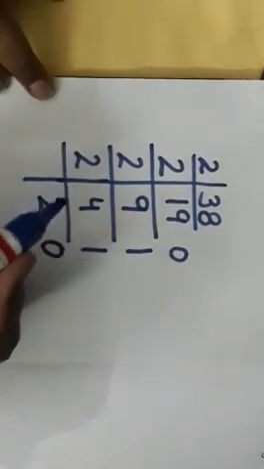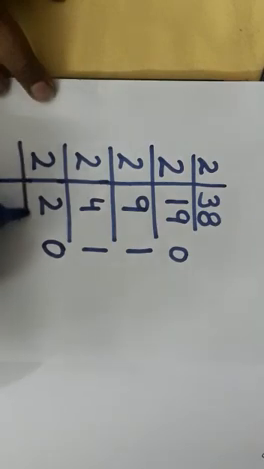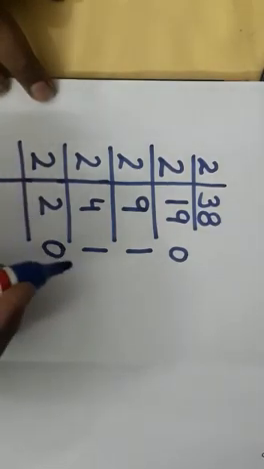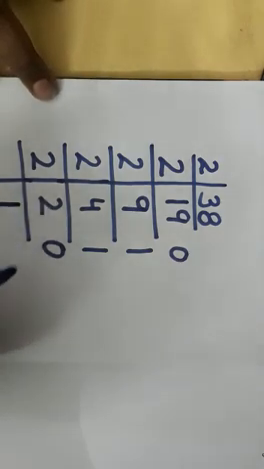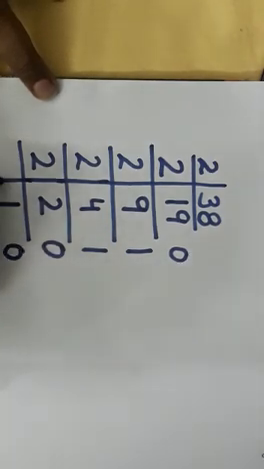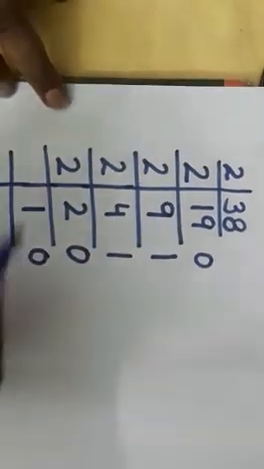Again 2, we will read the table till 2, so it will go 1 time and then the remainder will be 0. So now children, you can stop dividing, stop dividing here only.